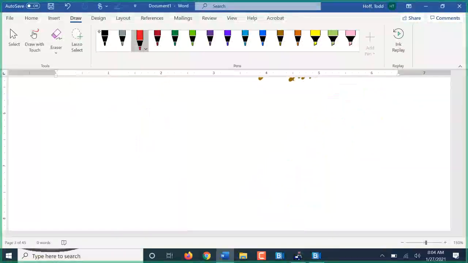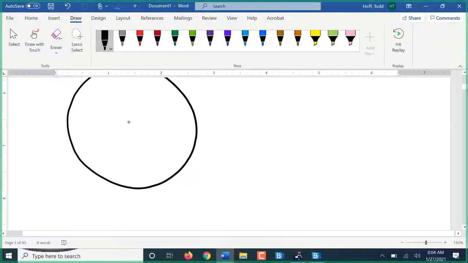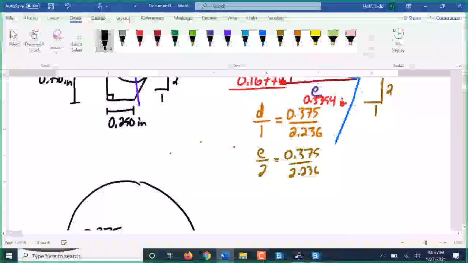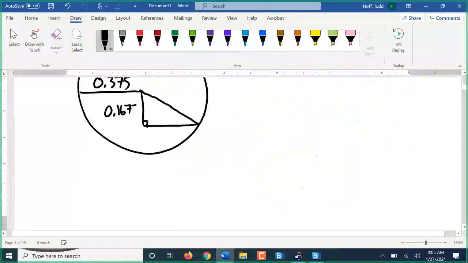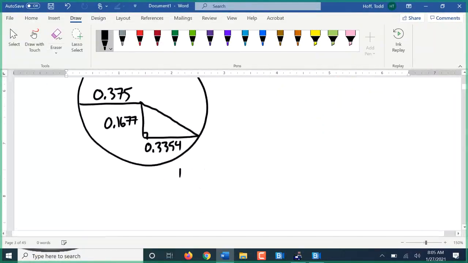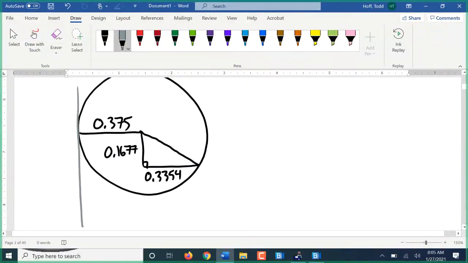Let's look at what this is telling us. Here's my rod, 0.375. I'm going to leave the inches off just to make more room, but we know that that's inches. We have this triangle here. This side is 0.1677. This side is 0.3354. Which is telling us a couple of things.